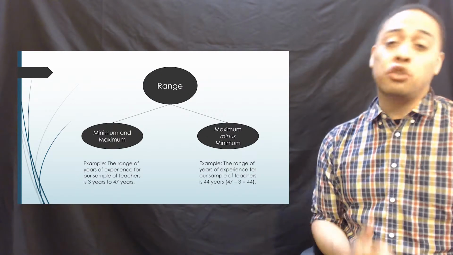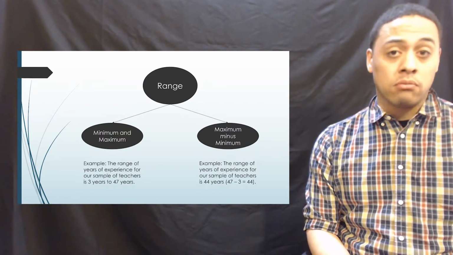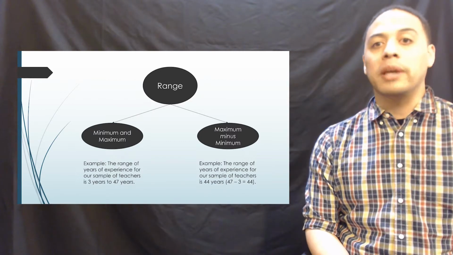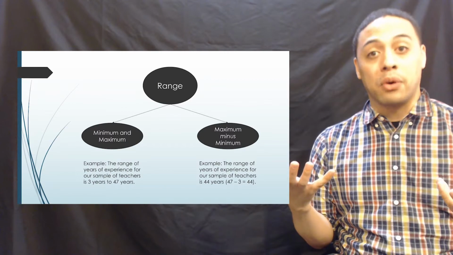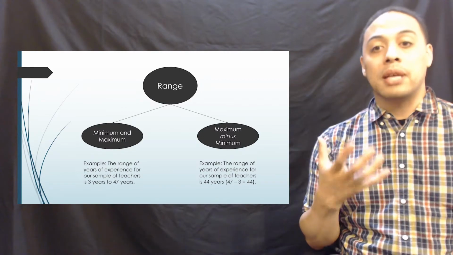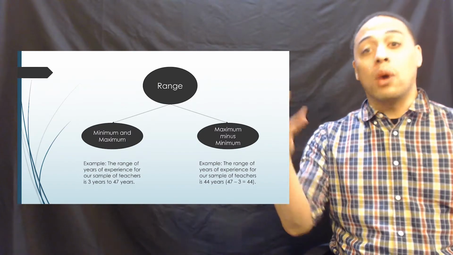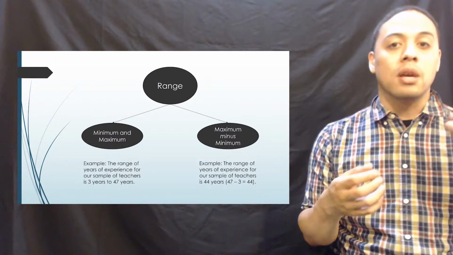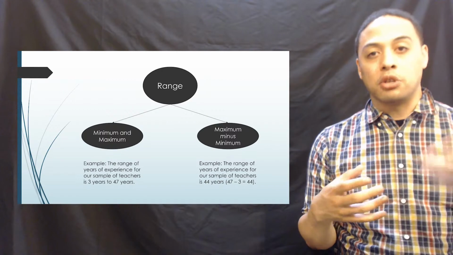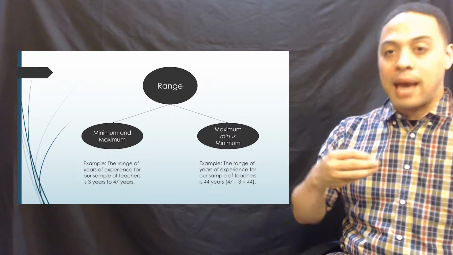Now, the range you've probably heard of before, and the range is what it sounds like. It is the range of values, and often you'll see it in one of two ways, if not both. Sometimes you'll see people present the range by just telling you what is the bottom number and what is the top number. And by bottom, I mean the smallest number, and by top, I mean the largest number. So they'll present the minimum and the maximum number.